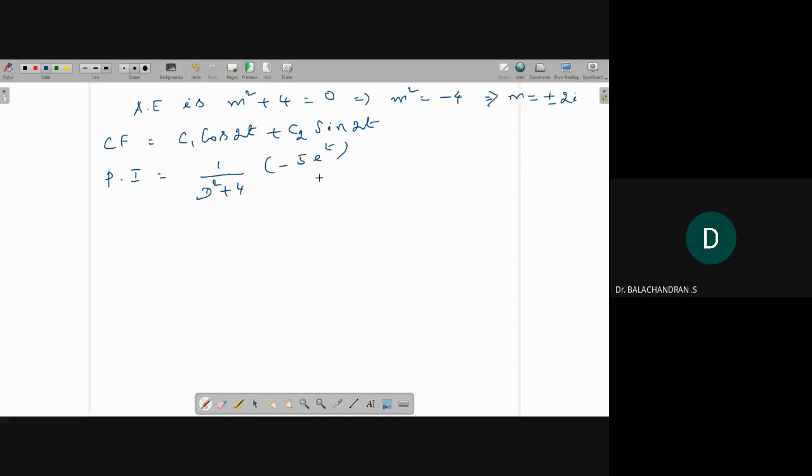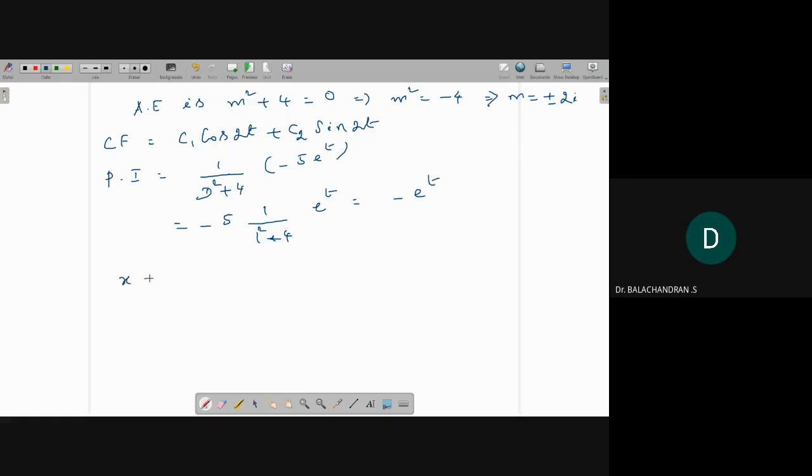So this is type number 1. So minus 5, okay, 1 by D square plus 4, replace D by 1. D is 1. So 1 square plus 4 into e power t. So 5 gets cancelled, minus e power t. So the PI is minus e power t.